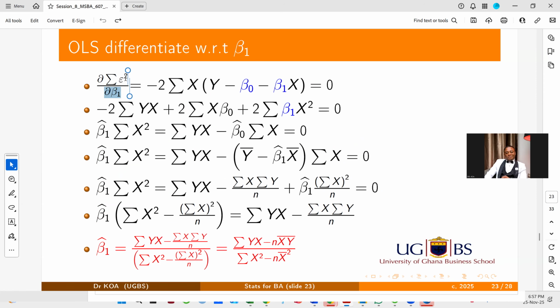So here, I differentiate the whole of the numerator, that is the error sum of squares, by beta 1. It's similar to the other one we have. You bring negative 2 in front, and you also bring negative sigma x. Now watch it. You're going to expand from here. You're going to expand this sigma x.